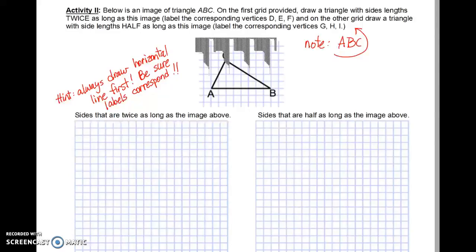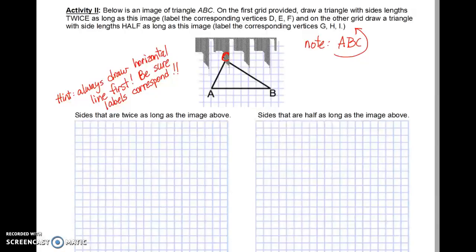Please note in this triangle, and I don't know why mine is doing this, I can't get it to go away, but in this one, ABC is in counterclockwise order, so pay attention when you're doing your corresponding vertices. And my big hint is the same hint I've been giving you for all of last week. Always draw the horizontal line first. Be sure that the labels correspond.